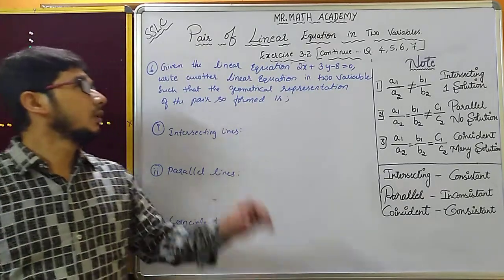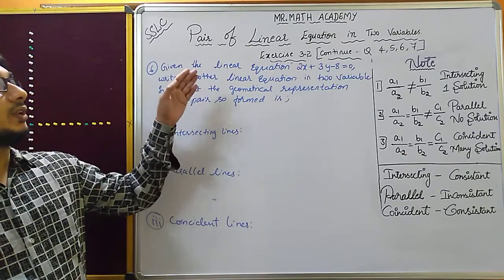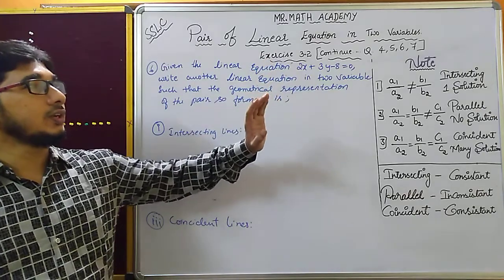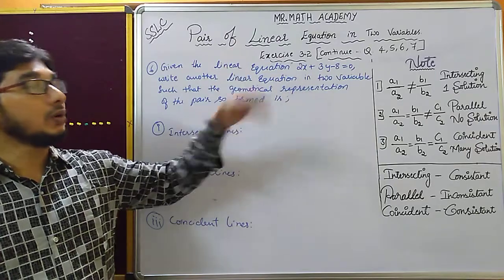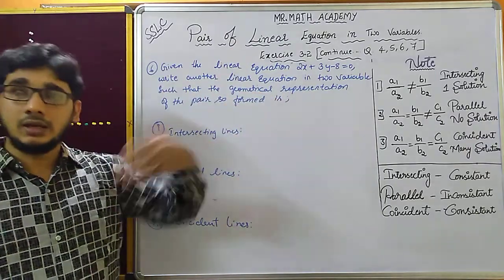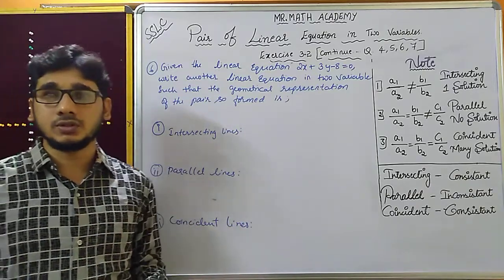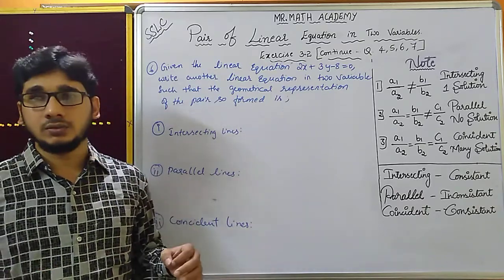Okay students, let us go for the next question. Question number 6. Given the linear equation 2x plus 3y minus 8 is equal to 0. This is the linear equation in two variables they have given. Now what we have to do? Write another linear equation. We have to write our own. How many equations can we write? We can write plenty of equations.